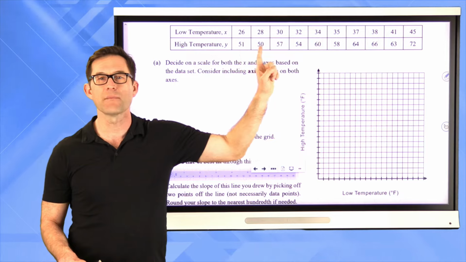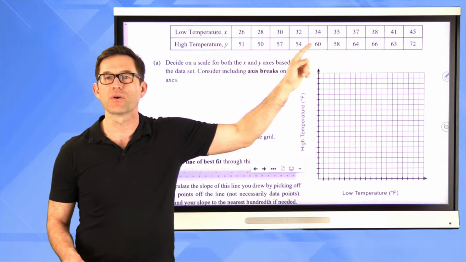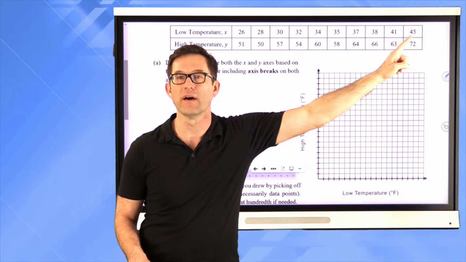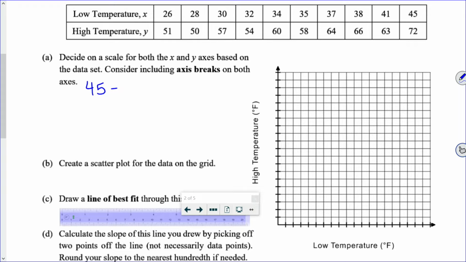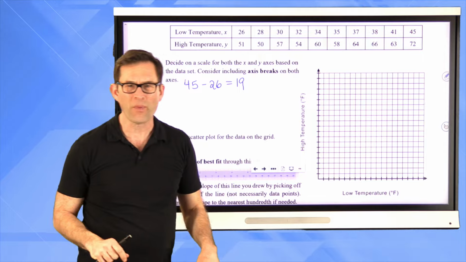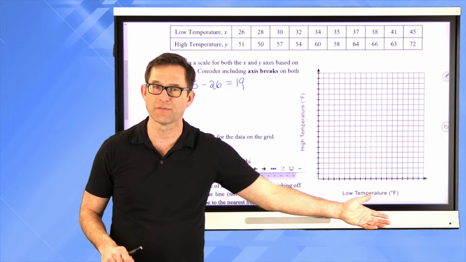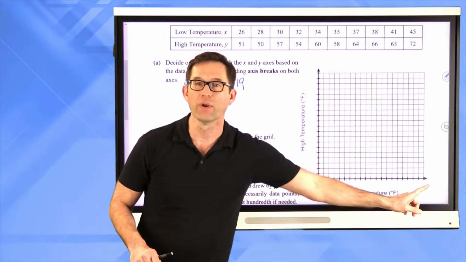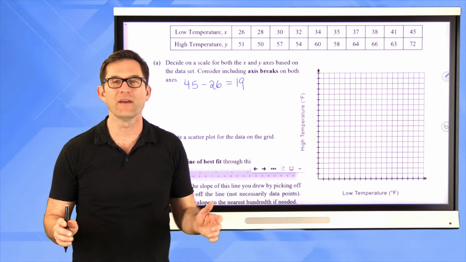So let's first think about the low temperature, which is going to be on my x-axis. The smallest low temperature is 26, and the largest low temperature, conveniently enough, is 45. So the range in my lows, 45 minus 26, is equal to 19. Now, I could fit 19 in here, I really could, because I've got 20 spaces. But I'd literally have to put the 26 right there, and the 45 would end up being the last space on there. And even though that might be okay, it wouldn't really be ideal.